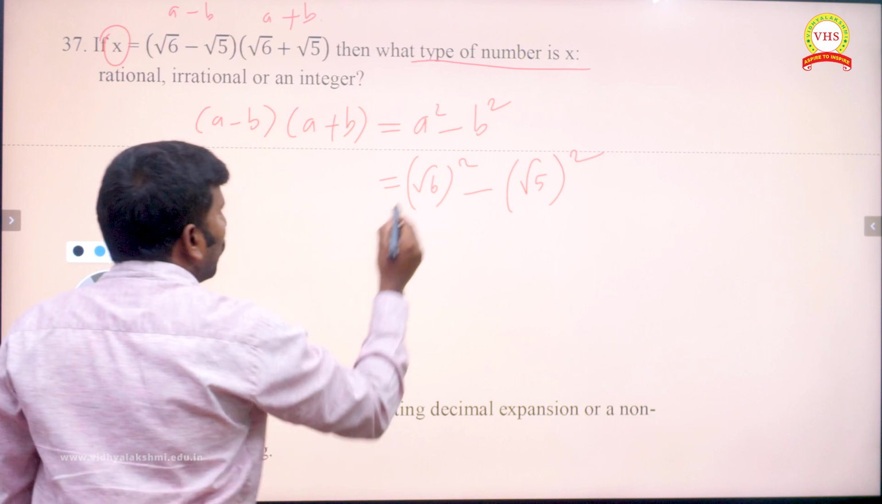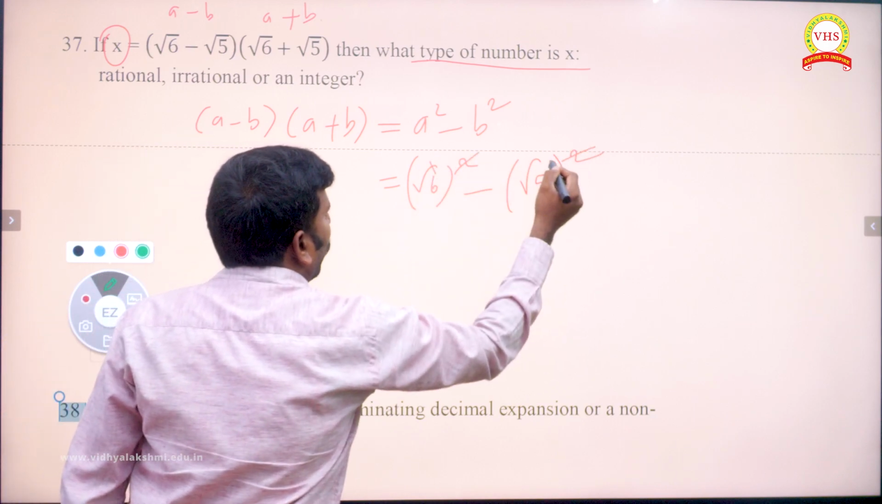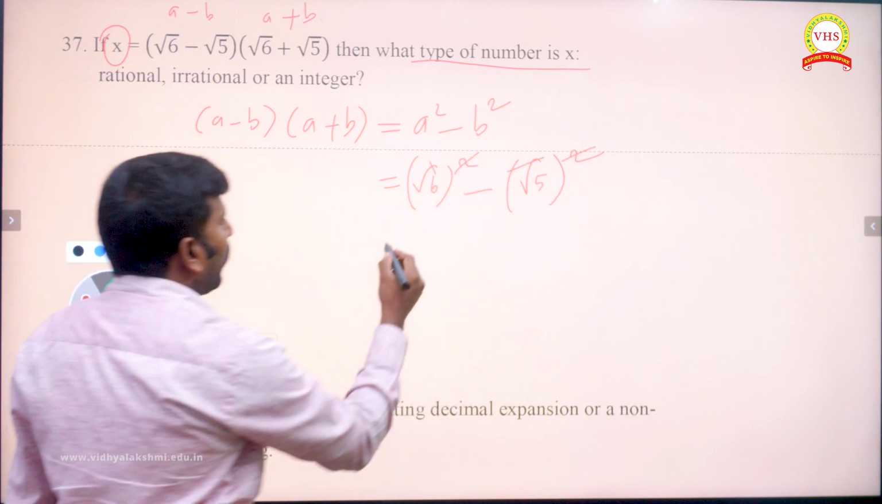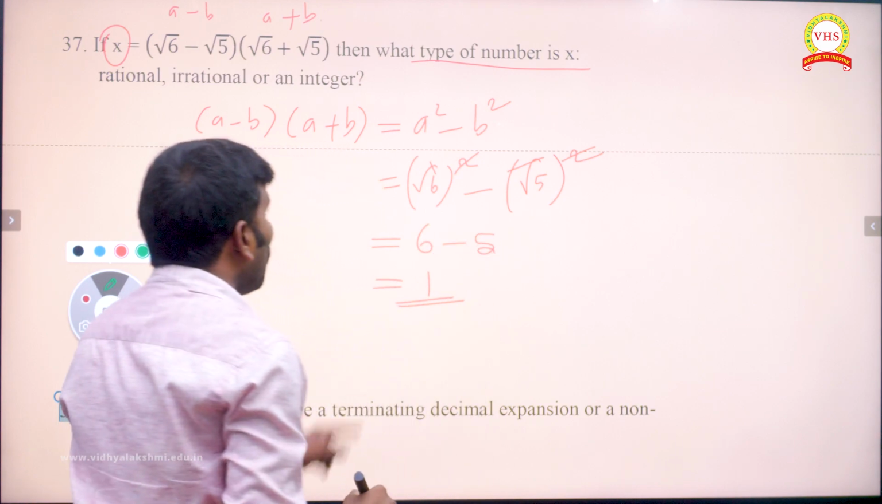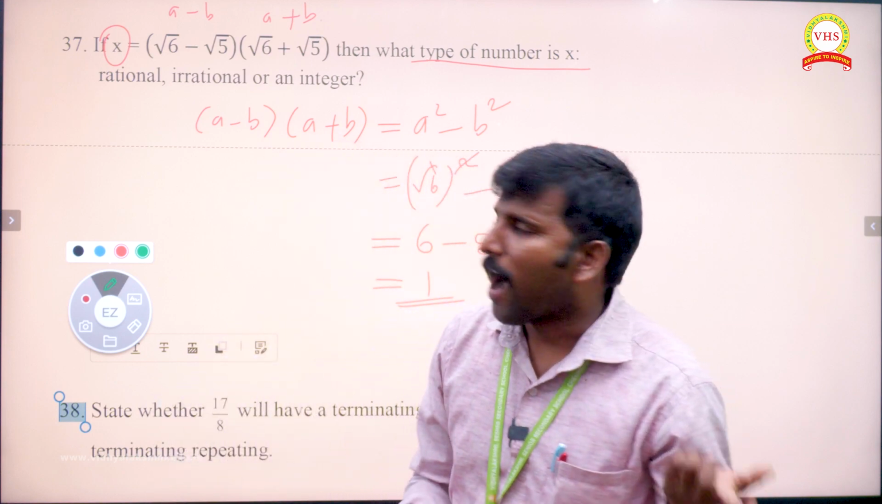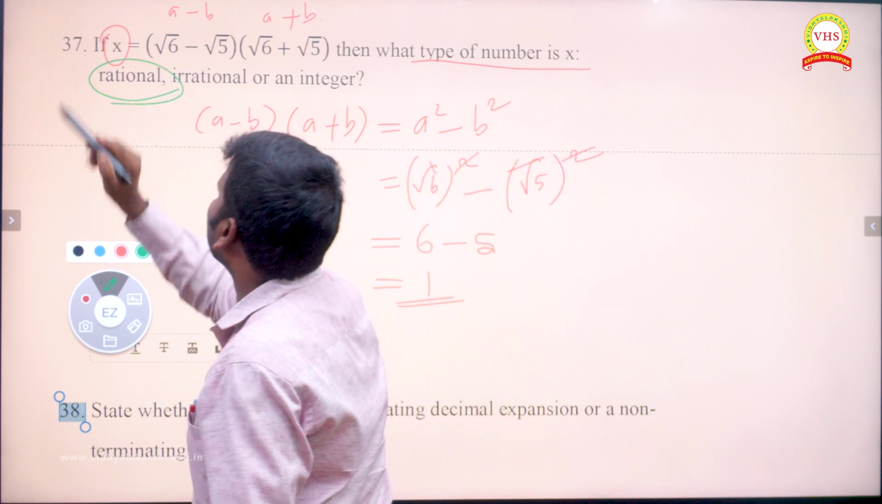Now you see children, the square and root will be cancelled. Now what am I getting? 6 minus 5 which is equal to 1. 1 what you will say? A rational or irrational? We have to say it's a rational.